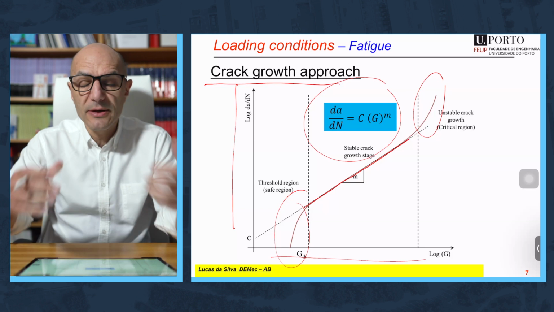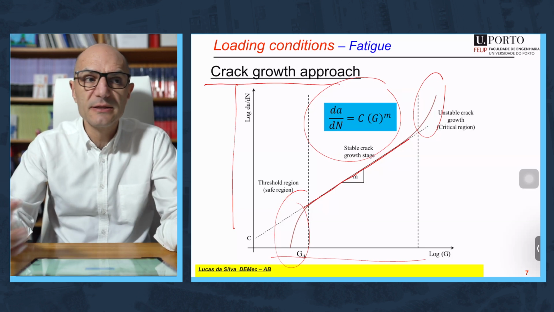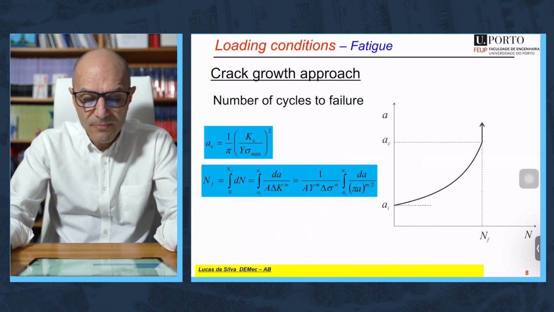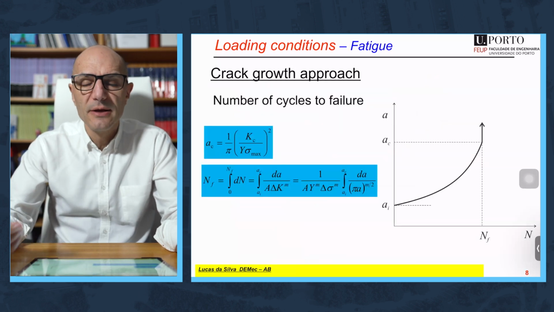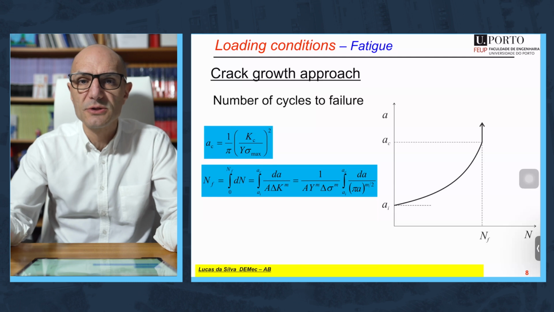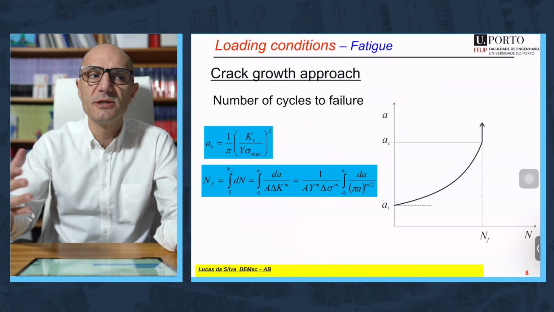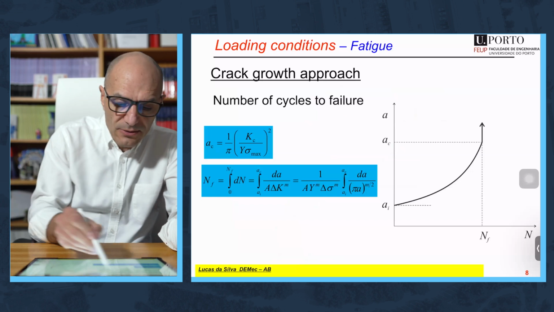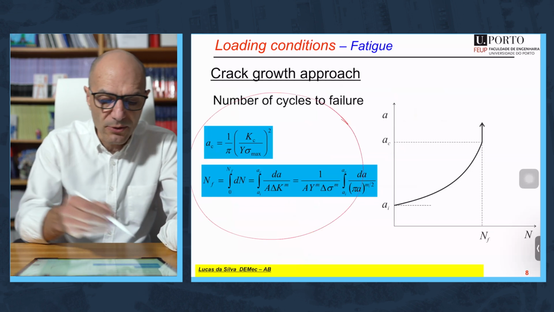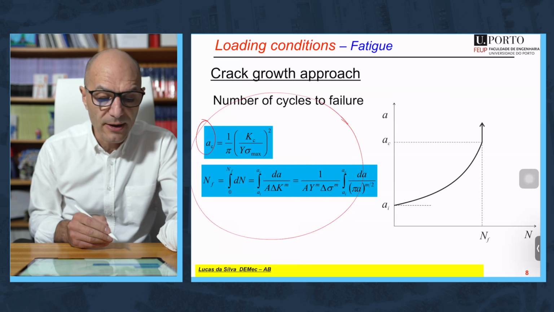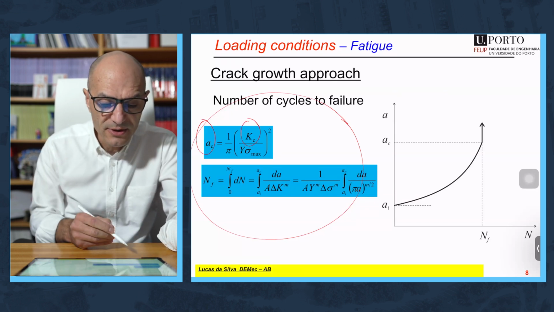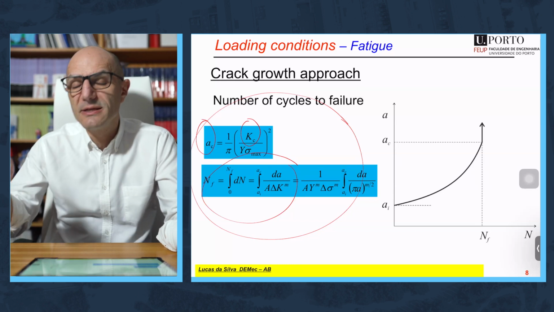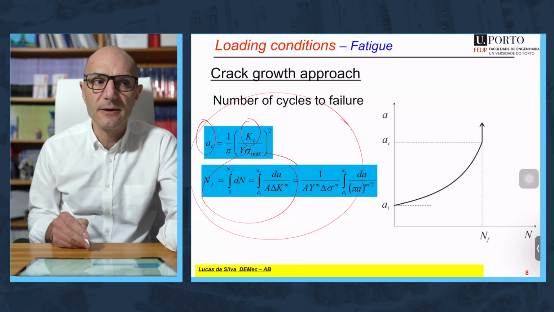With this Paris law determined in fracture mechanics tests, such as the DCB, double cantilever beam test, you can predict by integration the number of cycles that the structure can withstand before it reaches the critical crack length. This is what is being described in these equations. First, you determine the critical crack length with the toughness of the adhesive, and then by integration of the Paris law, you can determine how many cycles the structure can withstand.